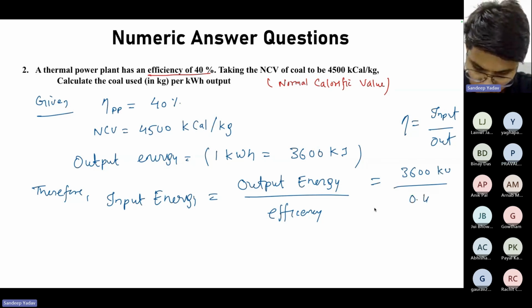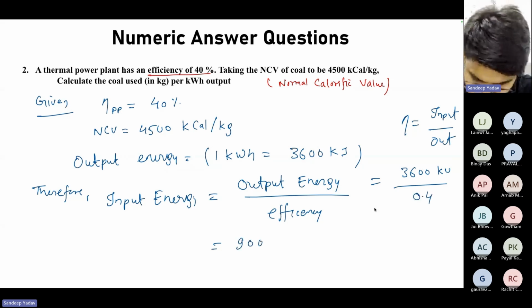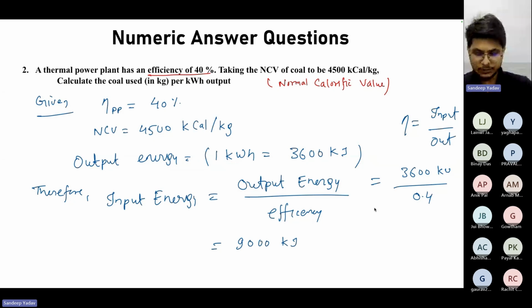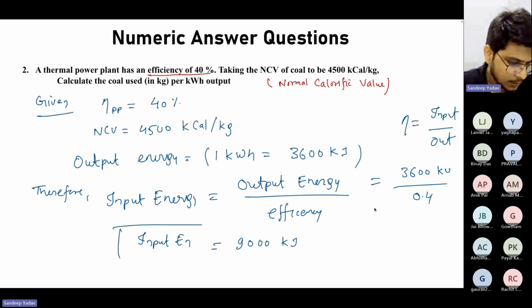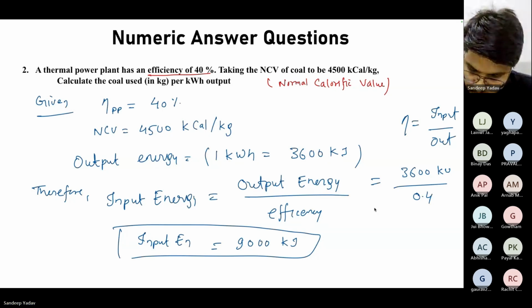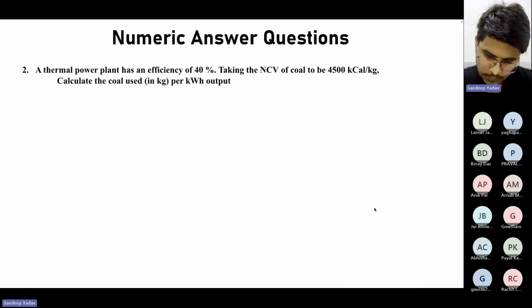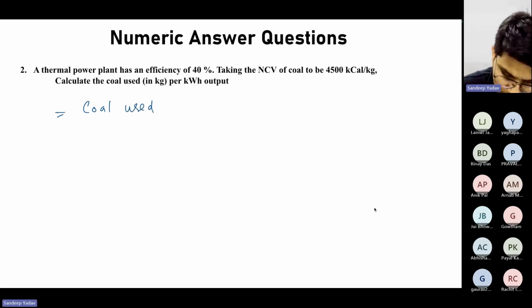Efficiency is given as 0.4, and we want to calculate the input energy. Input energy comes out to be 3600 divided by 0.4, so that will be 9000 kilojoule. That's how we calculated the input energy. Now we want to calculate the coal used per kilowatt hour.